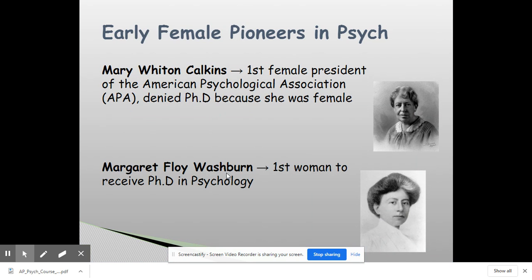Mary Whiton Calkins, first female president of the APA. She was actually denied a PhD because she was female. She was taught by William James, very interested in the internal self.